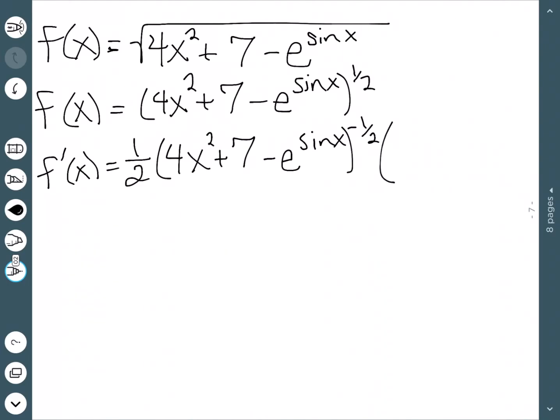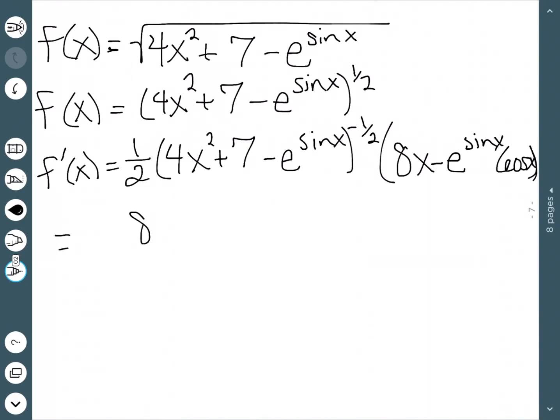And then we need to multiply by the derivative of the inside. The derivative of 4x squared would be 8x. The derivative of 7 is 0, and now I have to take the derivative of e to the sine x. We're going to have to use the chain rule again. The derivative of e is e, and the derivative of sine is cosine. Running out of room.